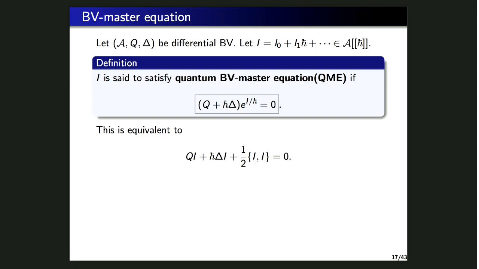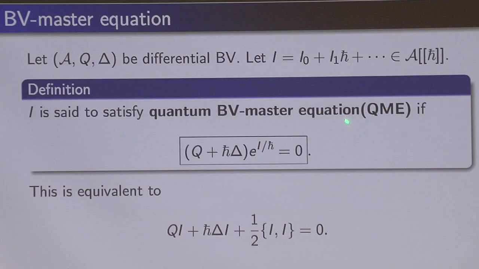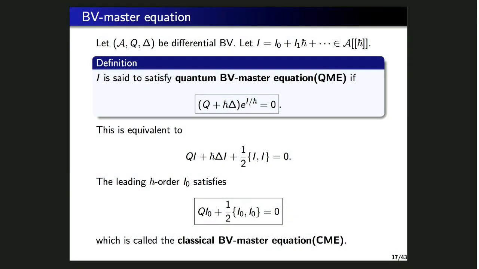First one: suppose you have a differential BV algebra. An element of this algebra, valued in formal power series in H bar, is said to satisfy the quantum BV master equation if such a thing holds. Actually, this equation says that something is closed, and is equivalent to this kind of equation. And if you go to the classical limit, looking at the leading H bar order, A0, this equation becomes something like that, which is going to be called the classical BV master equation.